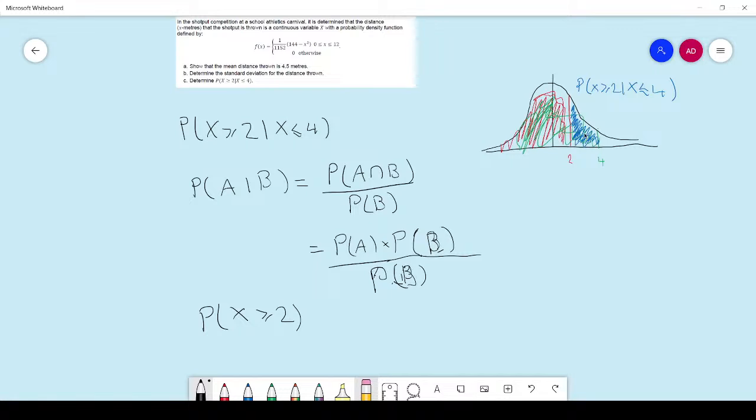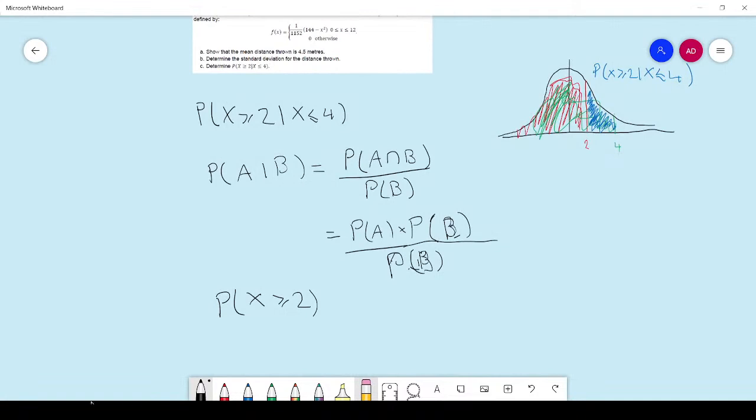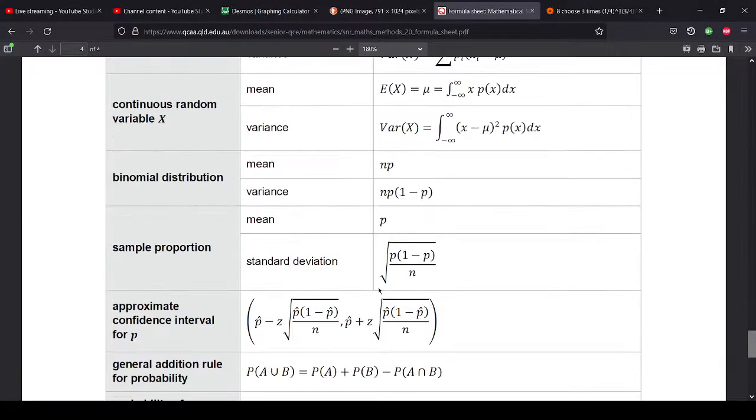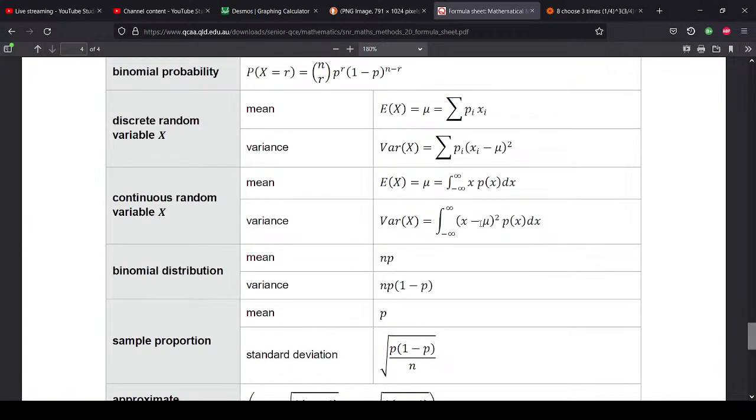So let's find the probability x is greater than 2. This is a PDF function, which means we can just do some integration, I believe. It's a continuous function. We don't even need the formula sheet. We can just take the integral from 0 to 2 to find the probability that x is greater than 2.